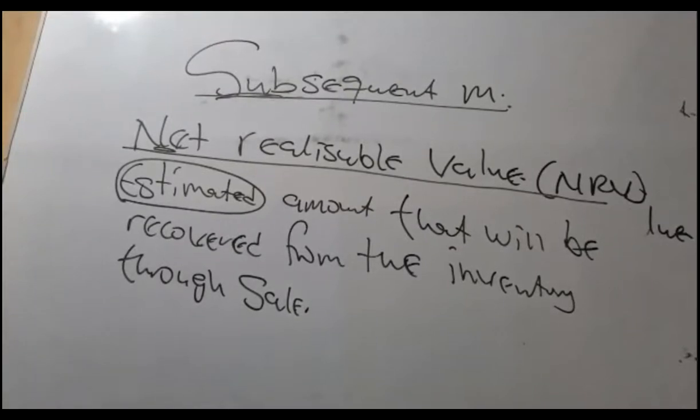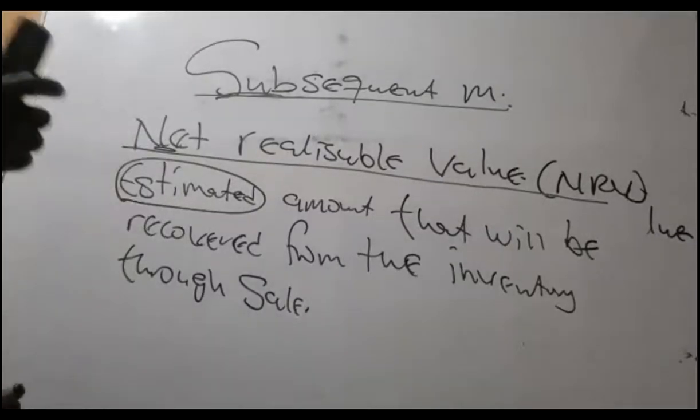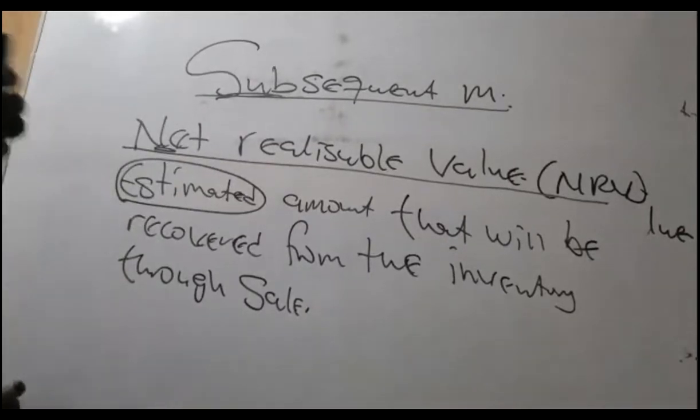So at the end of the reporting period, assess the NRV of your inventory, your goods. NRV simply means, if I should sell these goods today, what I'm holding today, how much will I recover? That does not mean that you've made an actual sale. It's an estimate. Good. So that is it.